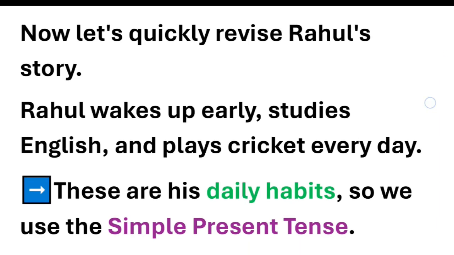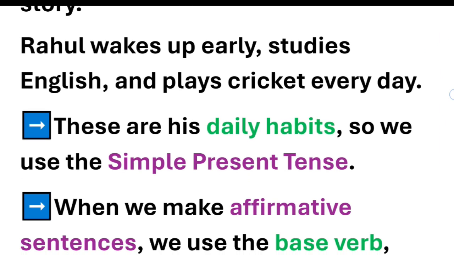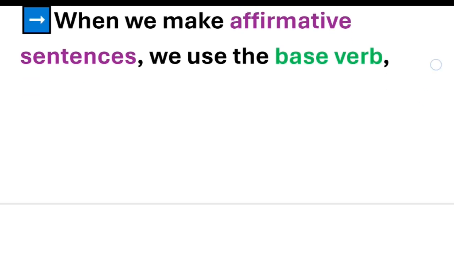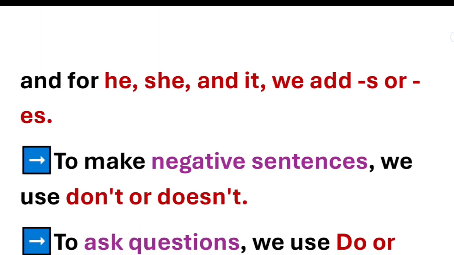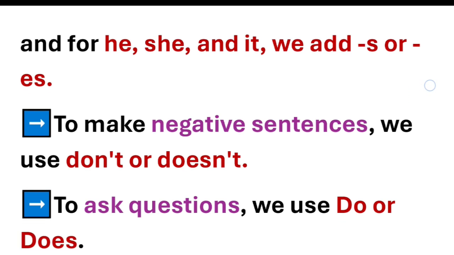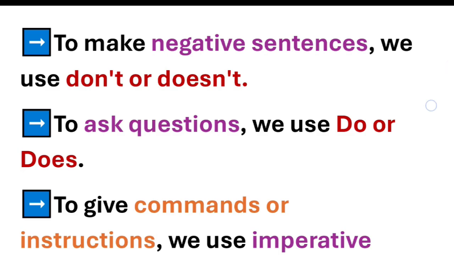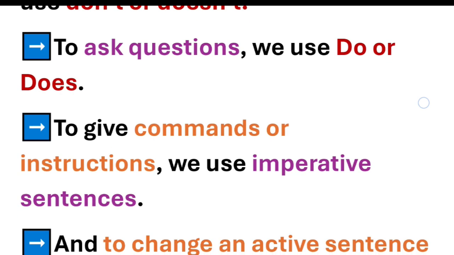Now let's quickly revise Rahul's story. Rahul wakes up early, studies English and plays cricket every day. These are his daily habits, so we use the simple present tense. When we make affirmative sentences, we use the base verb, and for he, she and it, we use s or es at the end of the verb. To make negative sentences, we use don't or doesn't according to the need. To ask questions, we use do or does at the beginning of the sentence and then make the sentence.